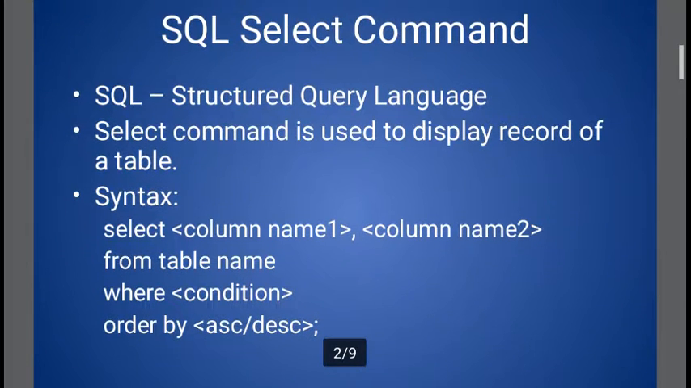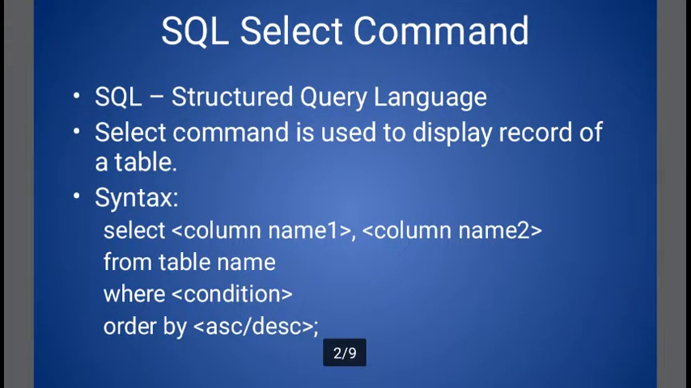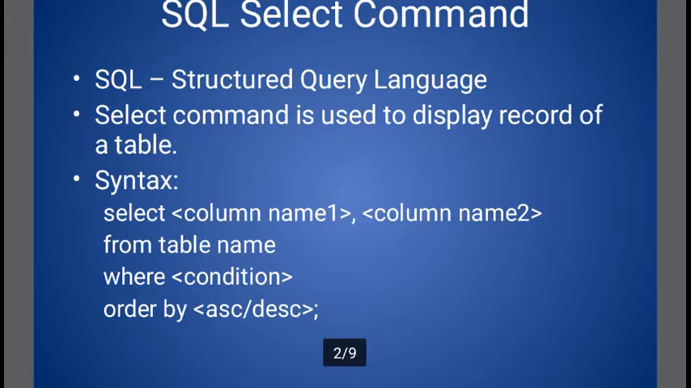The select command is used to display records of a table. What is the syntax of the select command? SELECT, first we select column 1, comma, column 2, FROM which table, we mention the table name, WHERE we can apply any condition, ORDER BY, with the help of which we can arrange any column in ascending or descending order, so our output will be meaningful.